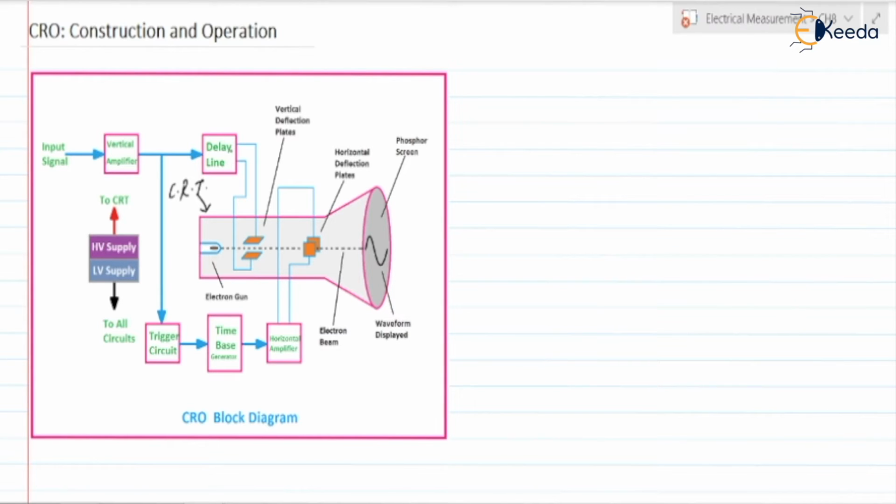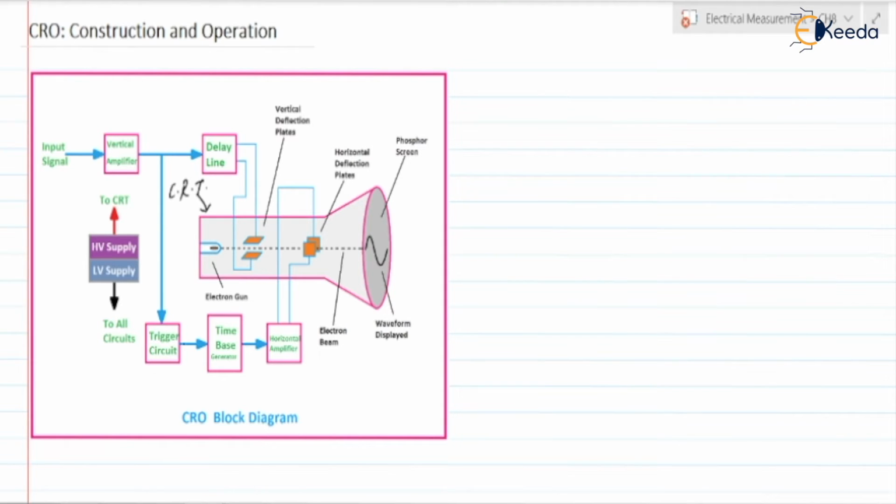The function of the delay line block is to create some delay. The output of the vertical amplifier is also given to the trigger circuit. The function of the trigger circuit is to keep the frequency of the time base generator signal and the input signal the same. So it adjusts the frequency of the time base generator signal in such a way that it is equal to the frequency of the input signal.